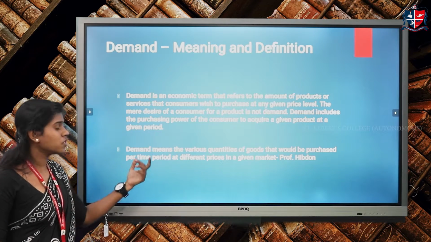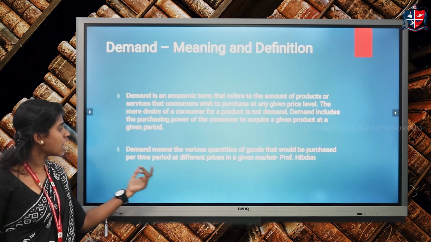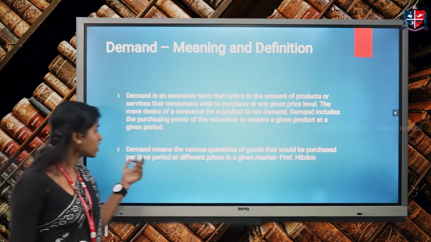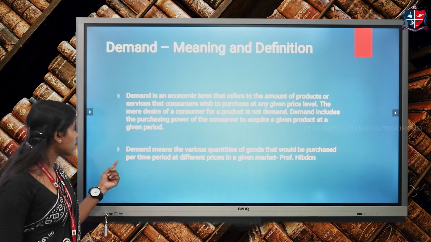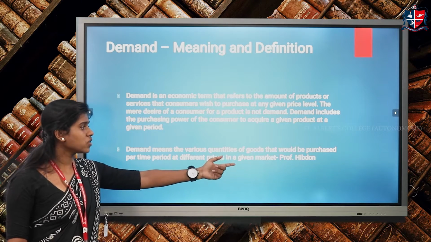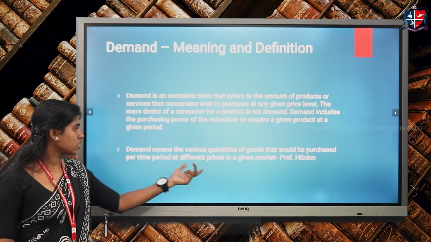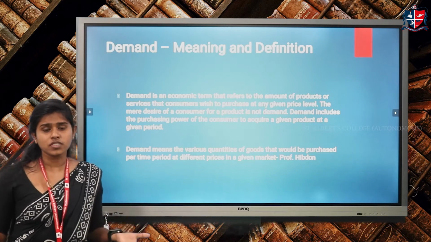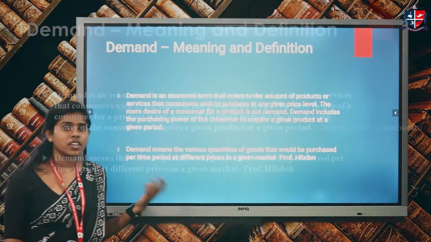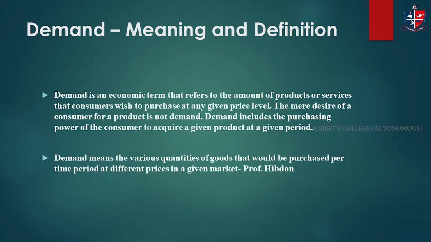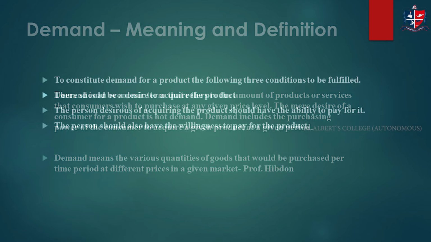And we will have a look at the definition of demand, which is given by Professor Higdon. His definition defines demand as the various quantities of goods that would be purchased per time period at different prices in a given market. So how much quantity of goods a consumer is willing to buy at a particular time will decide the demand for a commodity. It is a broad area in economics, and the concepts of demand, the determinants of demand and the factors affecting demand are a really important area from an economics perspective.